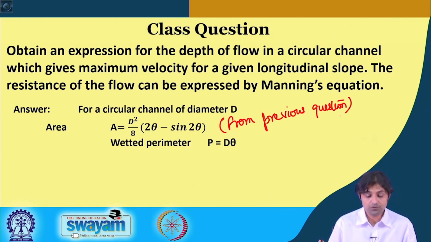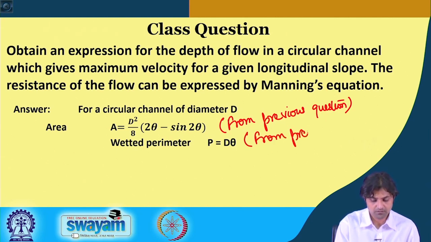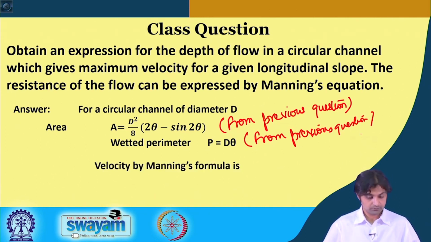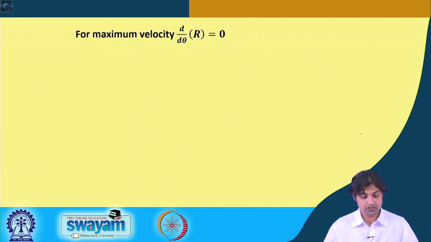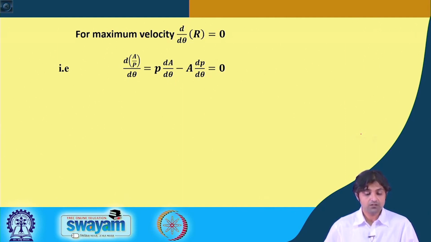Wetted parameter is simply d into theta, or half d into 2 theta, it does not matter the way you write it. Velocity by Manning formula is simply 1 by n r to the power 2 by 3 s to the power half, same formula. For maximum velocity, we have to do dr by d theta equal to 0, hydraulic radius, and that means d of A by P by d theta, or P dA by d theta minus A dP by d theta. We can actually find A by B, but it becomes more complex. So, this is much better.